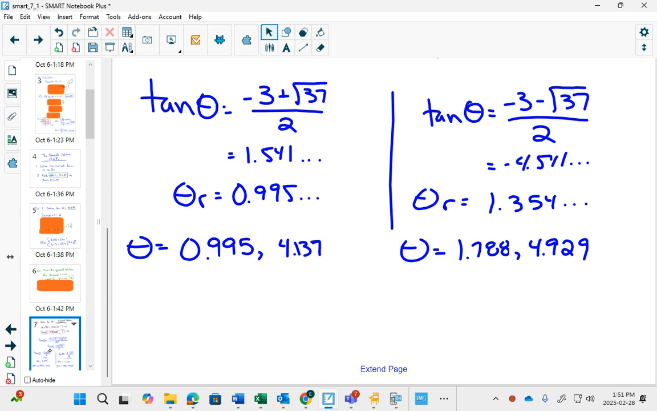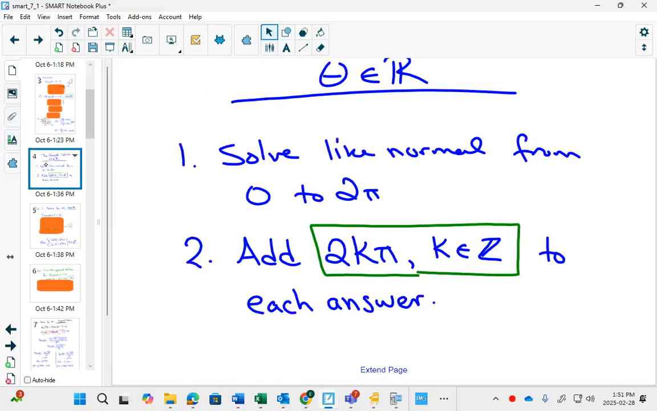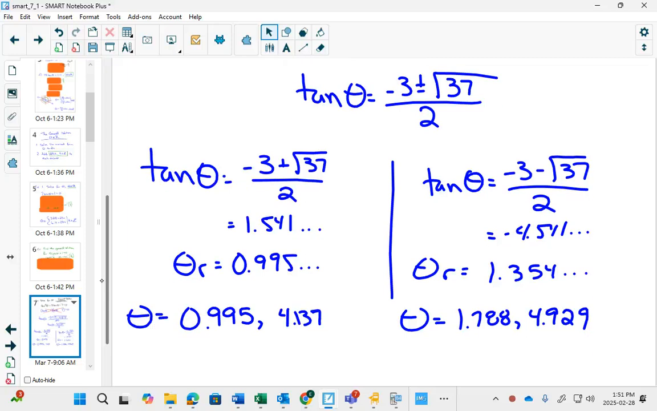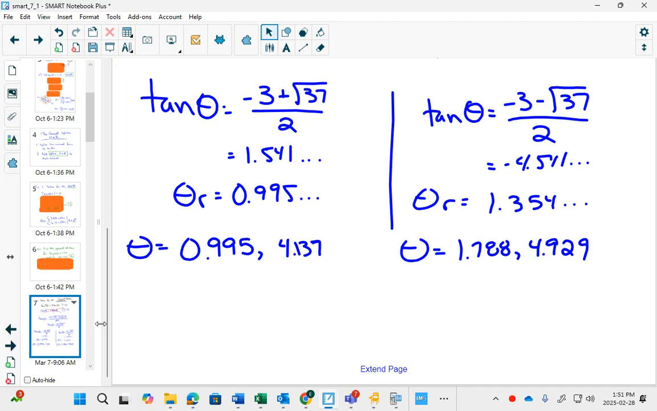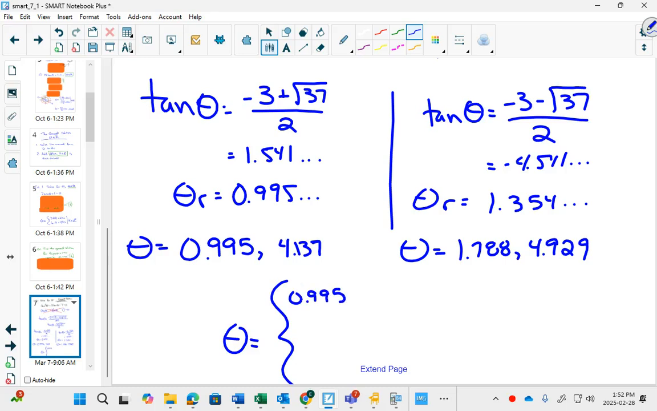Those are our answers between 0 and 2 pi. When solving a general solution, here's our steps. Solve like normal. So what we did up till now is solving like normal, a chapter 6 question. Now that we've got our answers, we have to write everything coterminal with all of those. So that is just a matter of going theta equals, listing all 4 of them, 0.995. I'll put them in order, they don't have to be in order. And to each of them write plus 2 k pi.